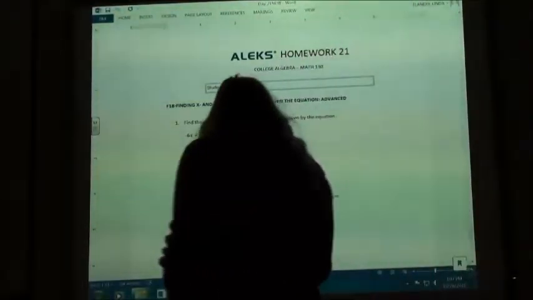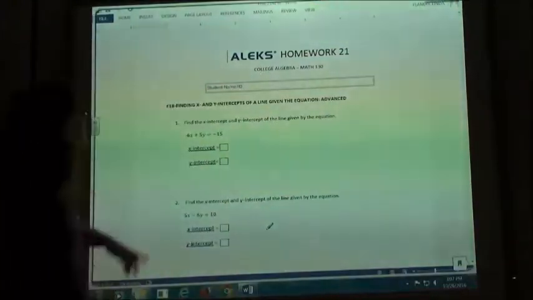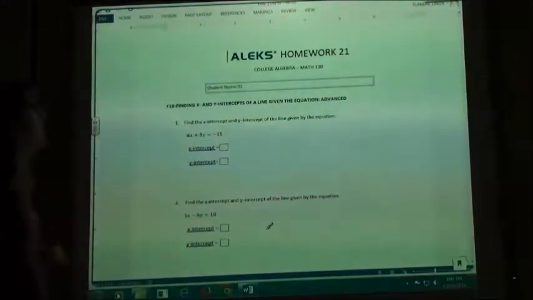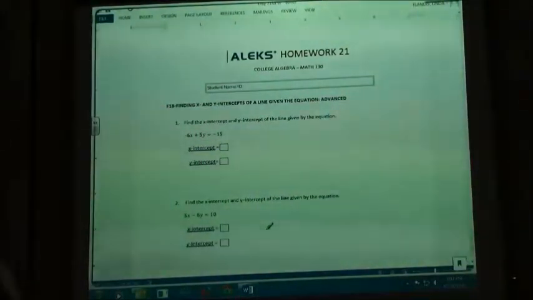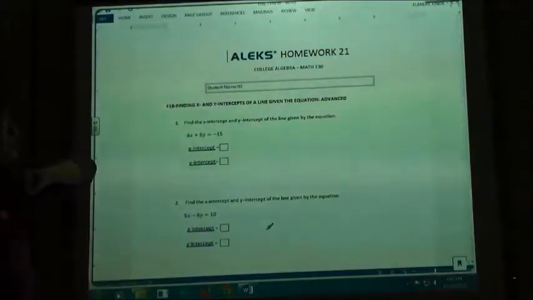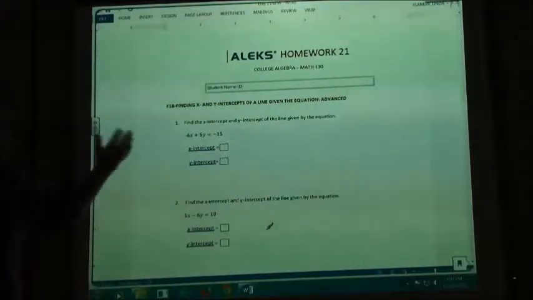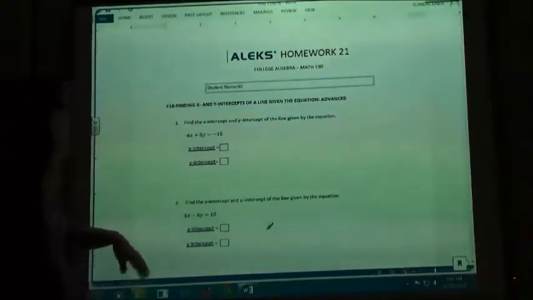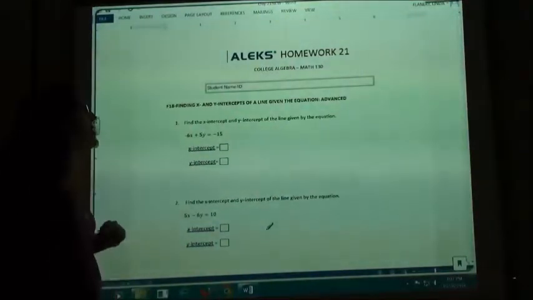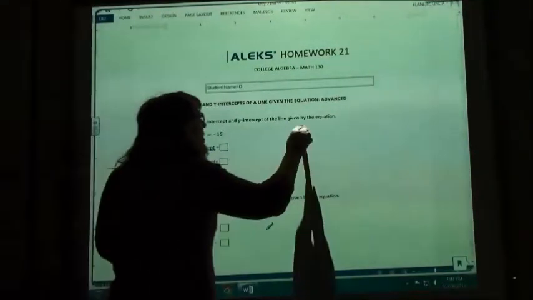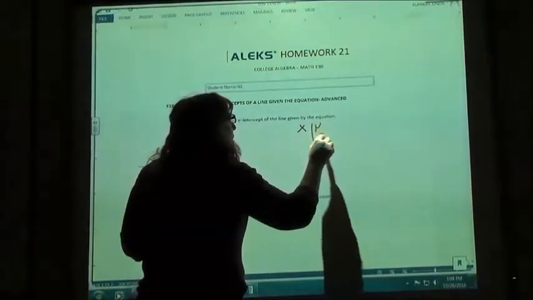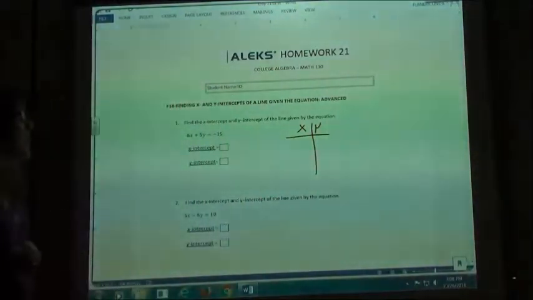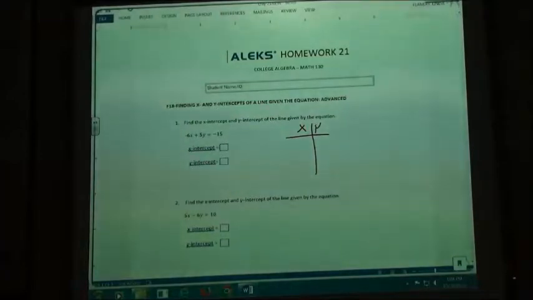Homework 21, we're going to start by finding the x and the y intercepts of our line given our equation. The reasons we might find the x and the y intercepts is we can use that to graph, and we're going to do that later on. But first they're just going to have you find the x and the y intercept. And we can find the x and the y intercept by plugging in some numbers and finding our points. But we have to pick out the correct numbers.